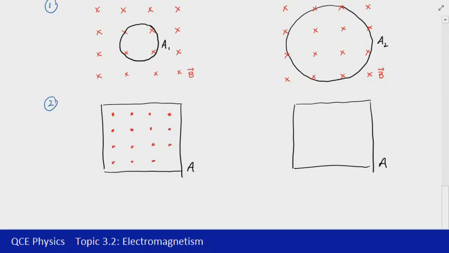And then afterwards, so we'll call that B1, afterwards the field's going to be weaker, so we've now got fewer dots being represented here. So the spacing of the field lines are going to be wider, and therefore the field's going to be weaker. And so that's the second scenario where the strength of the magnetic field decreases.